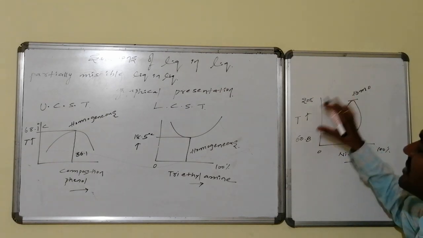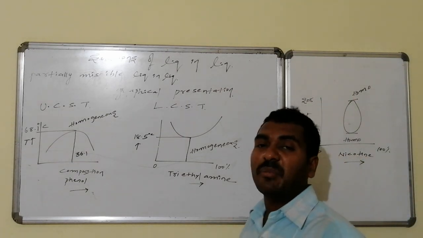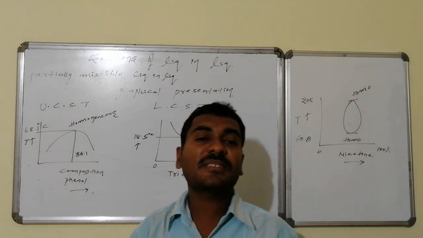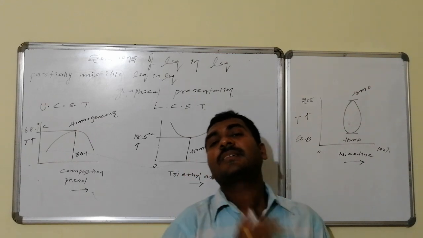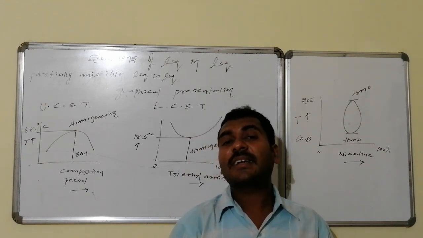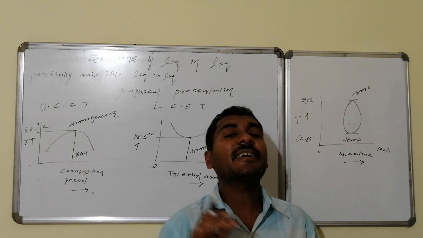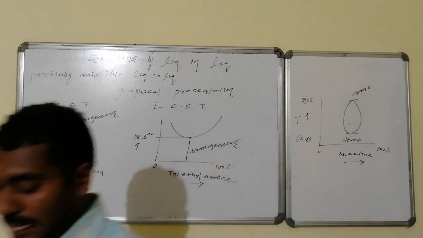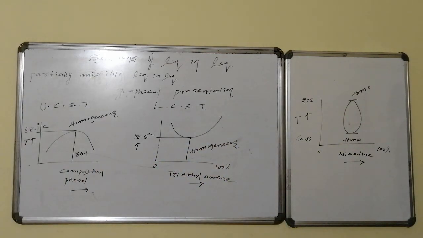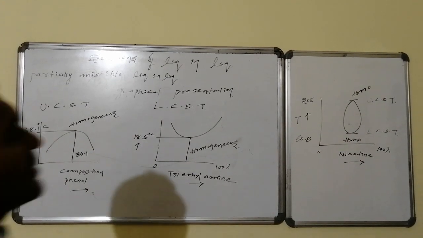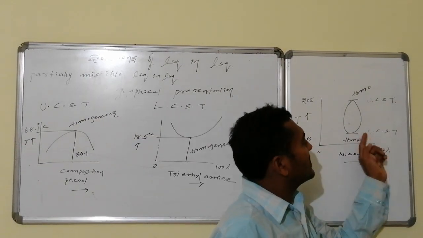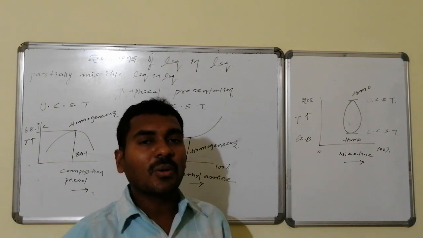Such kinds of partially miscible liquid mixtures are known as upper and lower critical solution temperature containing liquid mixtures. In this, the top one is the upper CST system and the bottom one is the lower CST system.